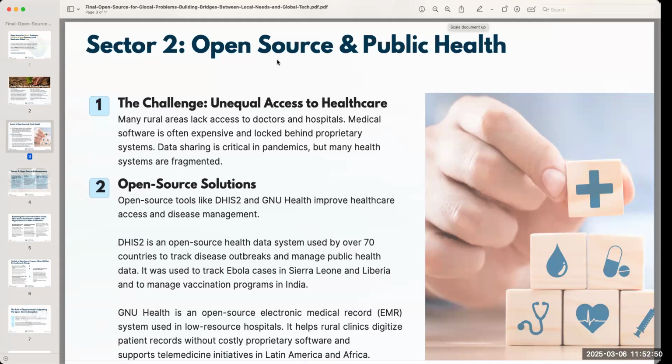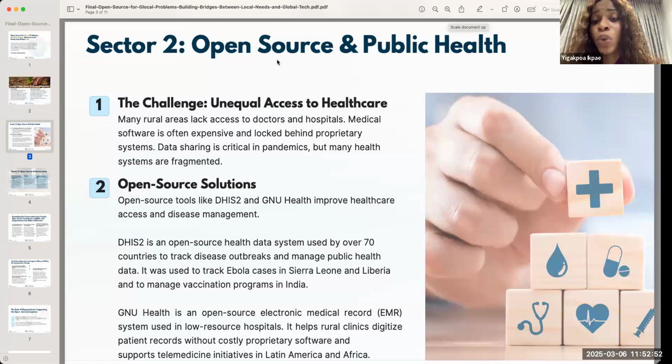And then we also have the open source malaria system, which uses open data and AI to predict malaria outbreaks. In the global south, because of mosquitoes, a system that predicts malaria outbreaks is very, very important and useful. It helps health officials take preventive actions before an outbreak happens.